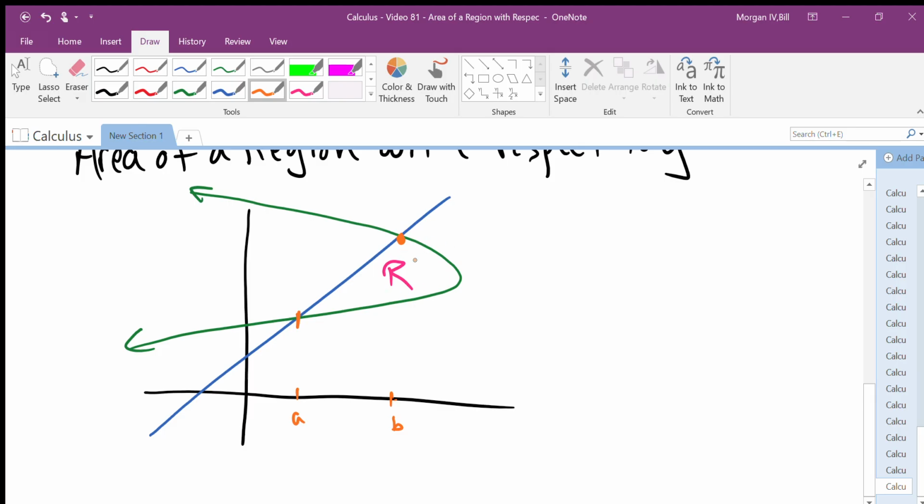The top curve of the region is no longer the line. The top curve is this portion of the green curve, and the bottom curve is this portion of the green curve. You have two portions of that green curve on the interval from B all the way to C here. The top function is the green curve, and the bottom function is the green curve.